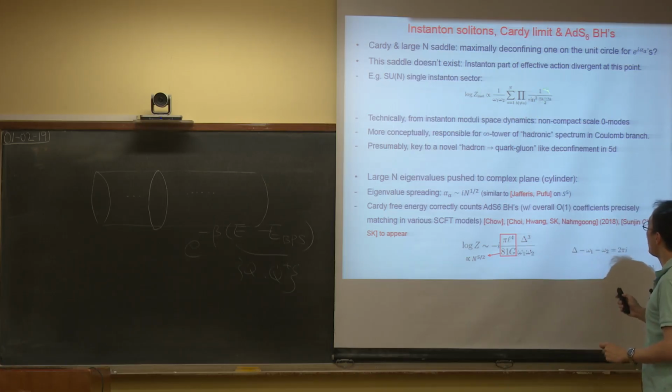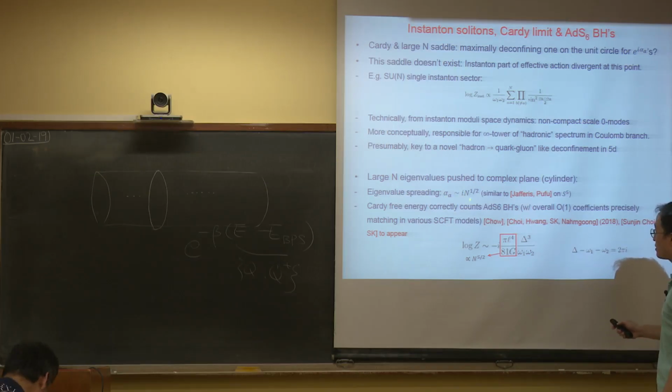If most of the eigenvalues are taken away from this unit circle, they have to spread in the real direction. And actually the balanced spreading turns out to be this imaginary part, along the cylinder, being N to the power of square root of N. Very technically, this is similar to what was done by Jafferis and Pufu 7 years ago on the S^5 sphere. They start from scalar integrals on the real line, and they are forced to be spread, I think, by the same effect.